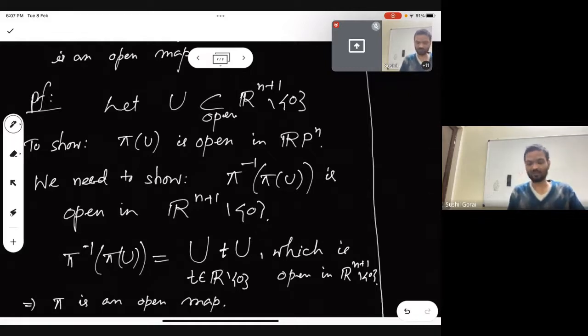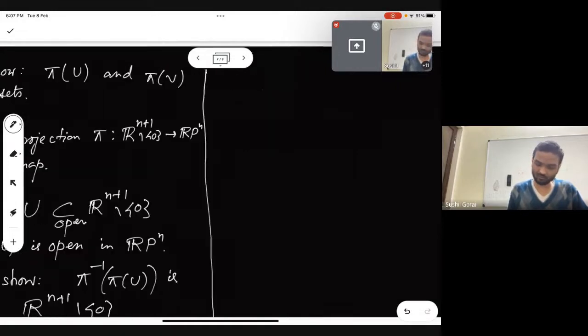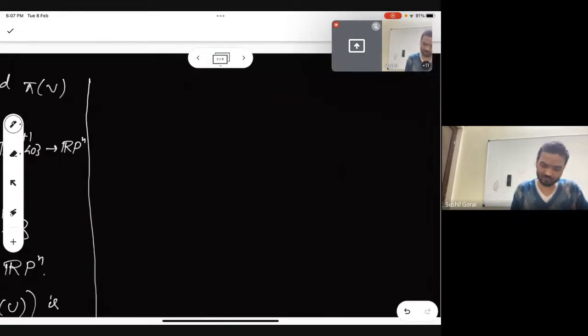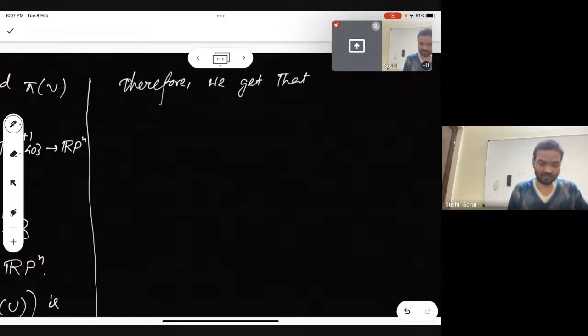So once pi is an open map, you get this Hausdorffness. So therefore, we get that RPn is Hausdorff. All right.